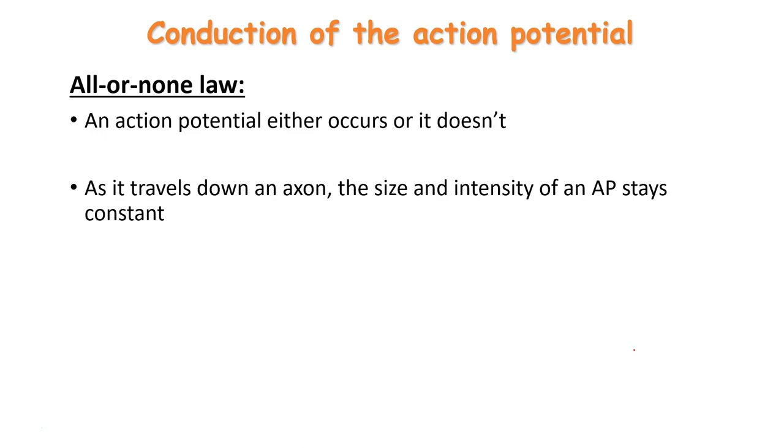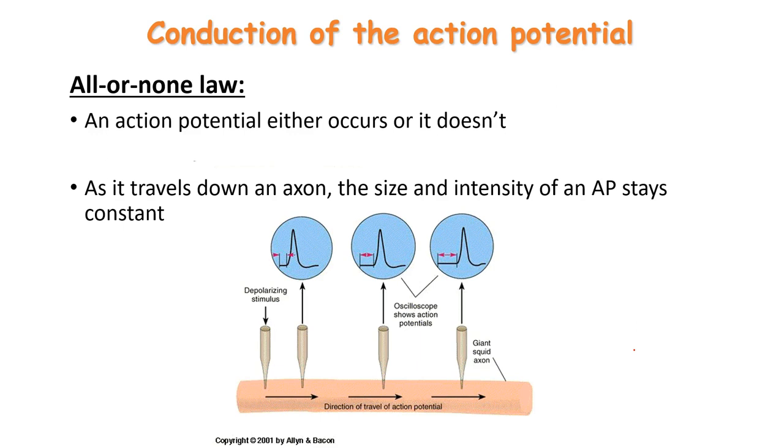The other aspect of the all or none law is the intensity of the action potential. It says that the size and intensity of the action potential stays constant. So regardless of where down the axon you measure an action potential, it will remain the same size and same intensity. You can't have a big action potential, you can't have a small action potential. It is what it is, kind of like Goldilocks. The size and intensity of action potential stays constant as it travels down the length of the axon.